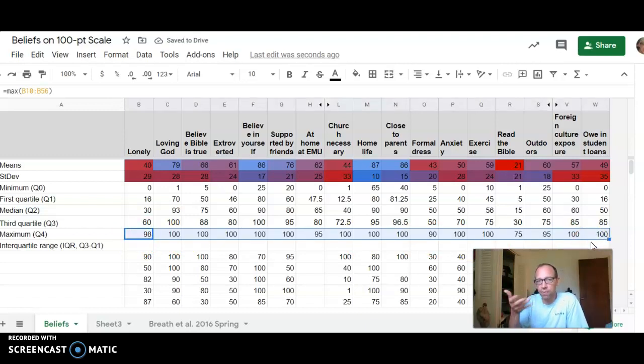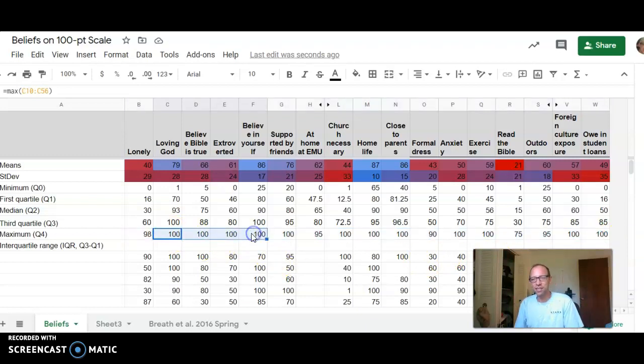Again, we can kind of flip what we did with the minimum and see here. If we see 100, that doesn't mean much because it means there's just at least one person in the class who put 100, which maybe the rest of the class is lower. But here, read the Bible, 75. That tells us out of two classes of students, the highest out of those two classes was a 75.